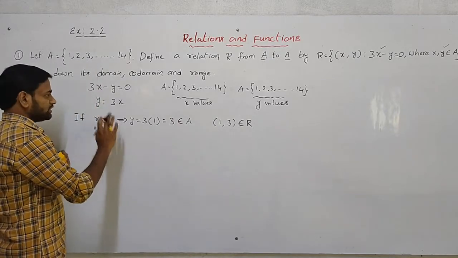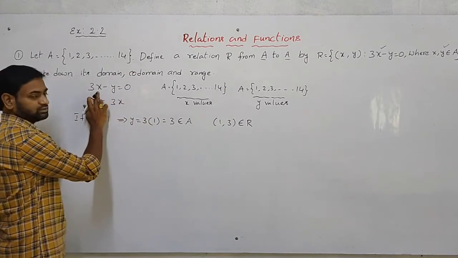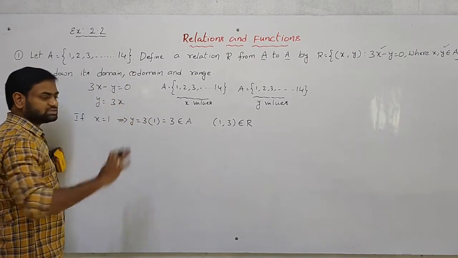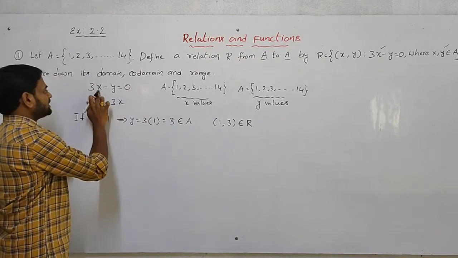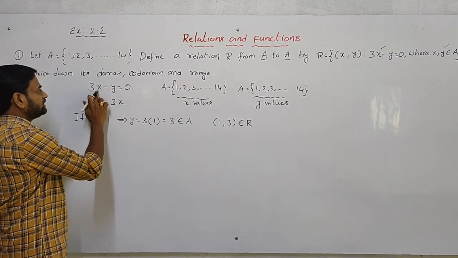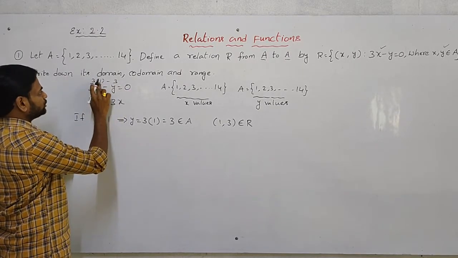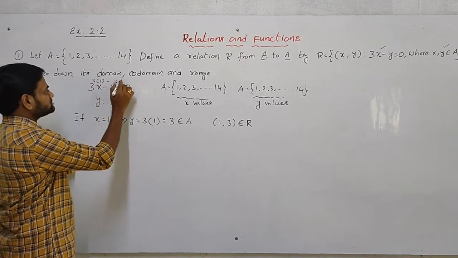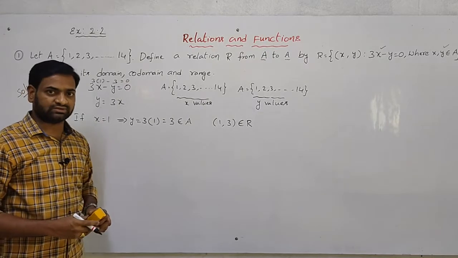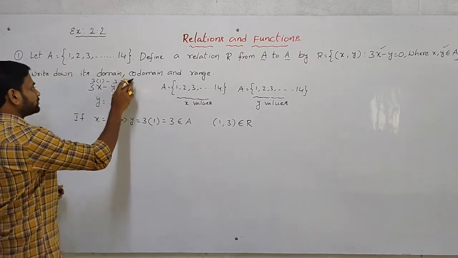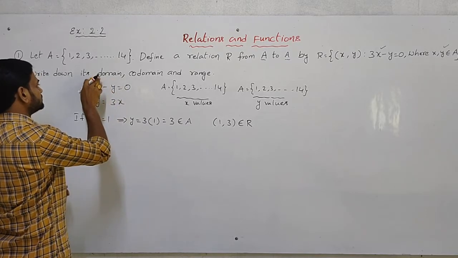Now see, if you want, you can check this one. Substitute 1, 3 in the relation. If it is 0, then it is correct. The x value is 1, the y value is 3. 3 into 1 minus y value 3. 3 into 1 is 3, and 3 minus 3 is 0. 0 equal to 0. Equation satisfied. So that's why I took that ordered pair in the relation.